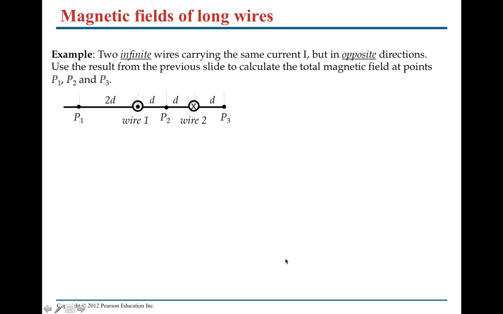Okay, the first example: you have two infinite wires. This is a wire going into the page, carrying current going into the page. And this is a wire that is carrying current out of the page. So this is wire 1, wire 2. They are parallel. It's something like this. So parallel, but they are into the page.